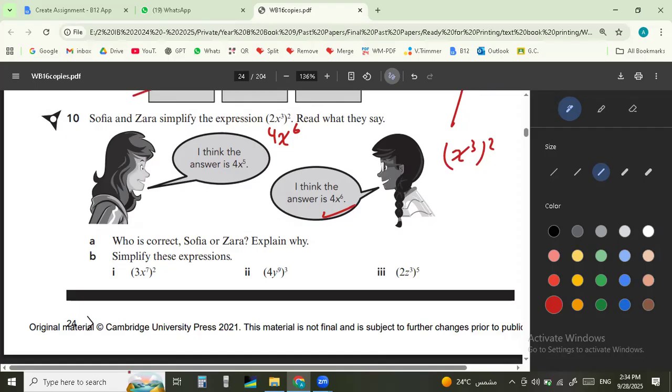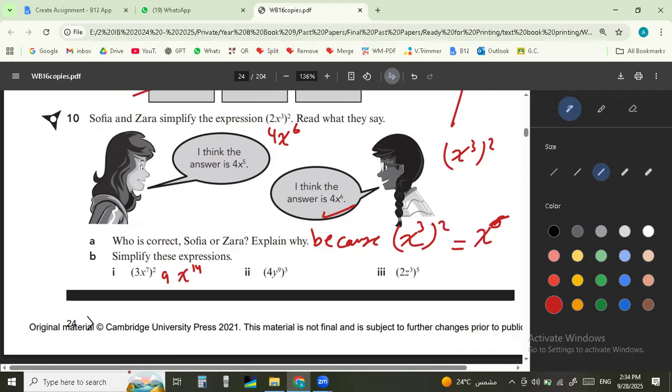Okay? Explain why you just do it this way. You say because x to the power of 3, all to the power of 2 is equal to x to the power of 6, not x to the power of 5. We multiply the indices, not add them. Good. Next, simplify. Simplify these expressions. It's going to be 3 squared, which is 9, x to the power of 14.